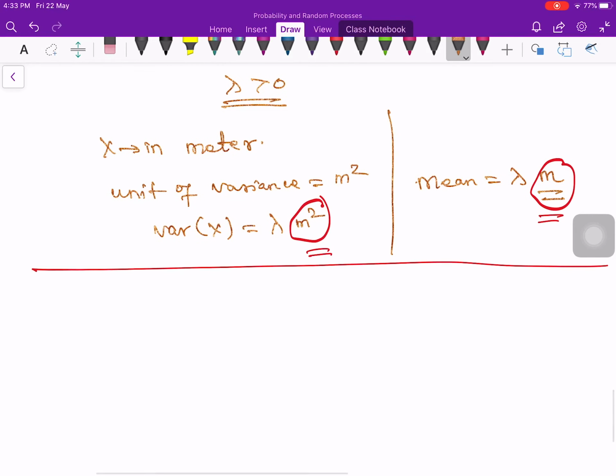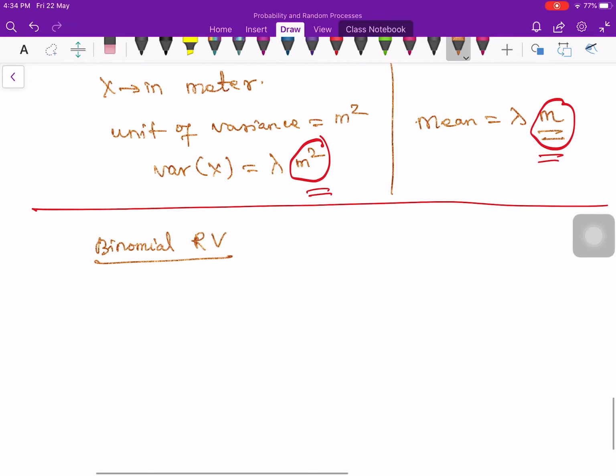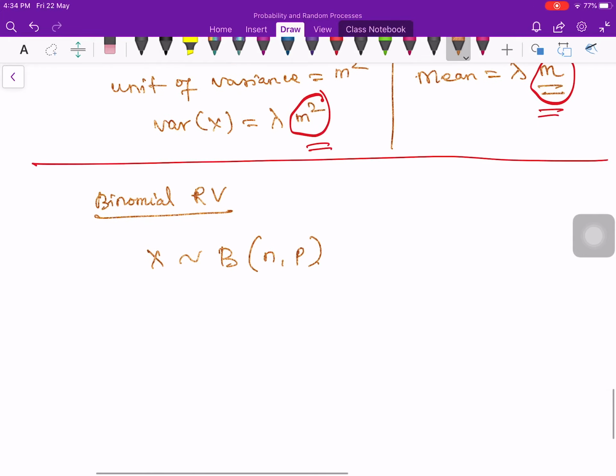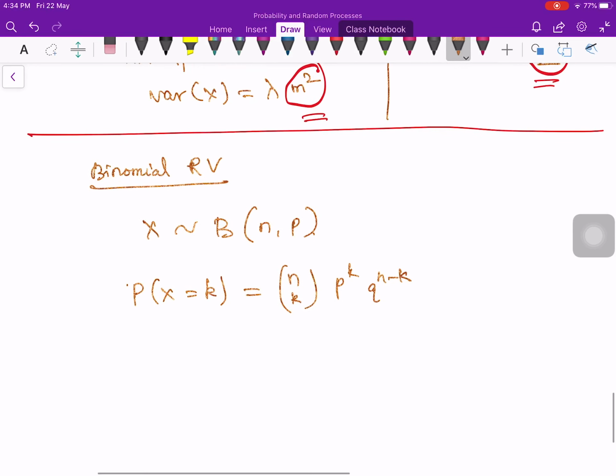Let's say binomial random variable. In binomial random variable, let me denote B(n, p). These are the parameters n and p, and the probability mass function of the binomial random variable is given by n choose k times p to the k q to the n minus k, where k is equal to 0, 1, 2 and so on up to n number of trials.